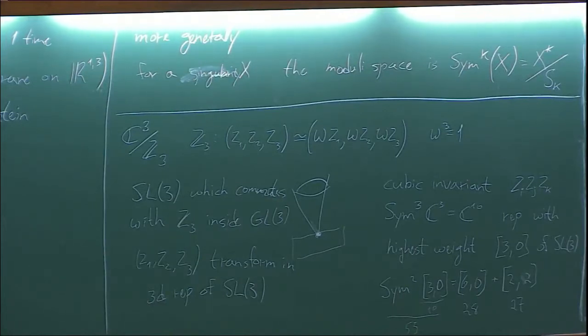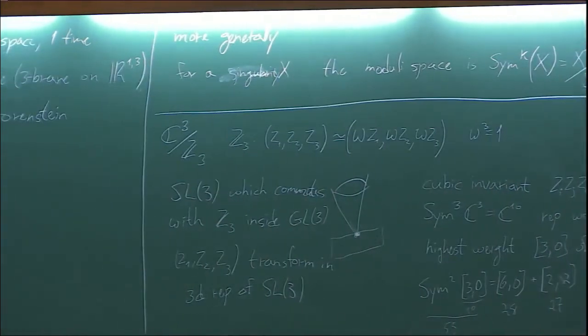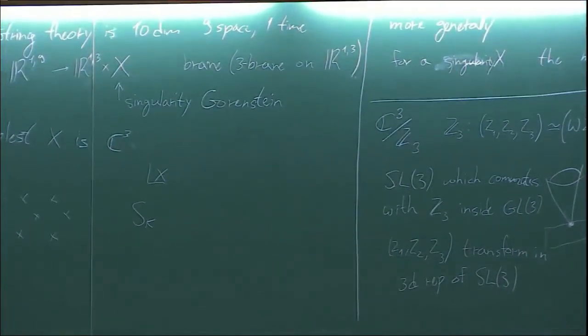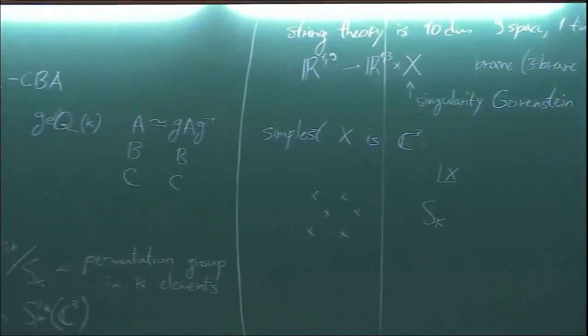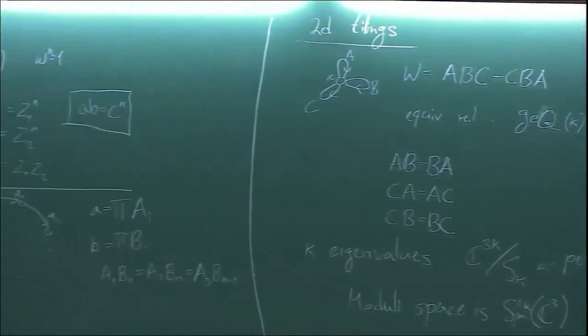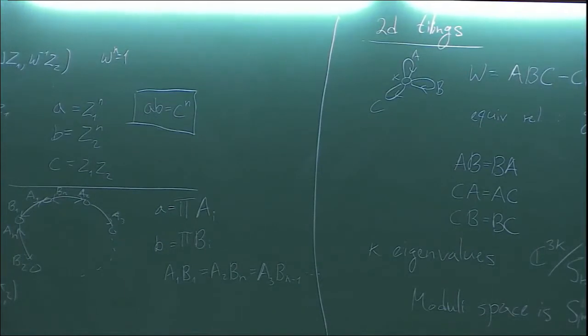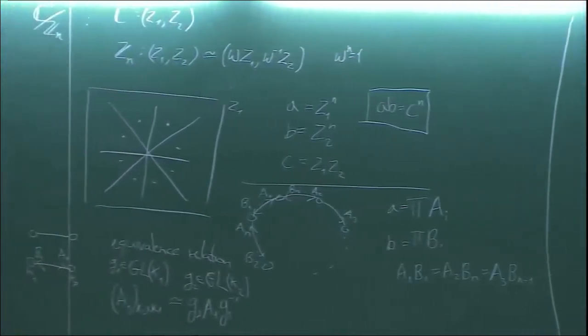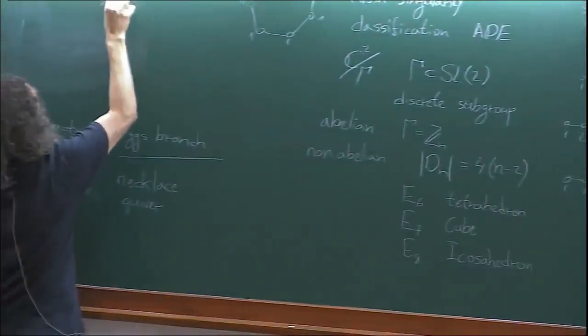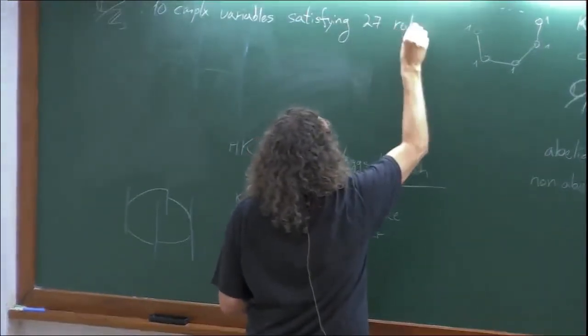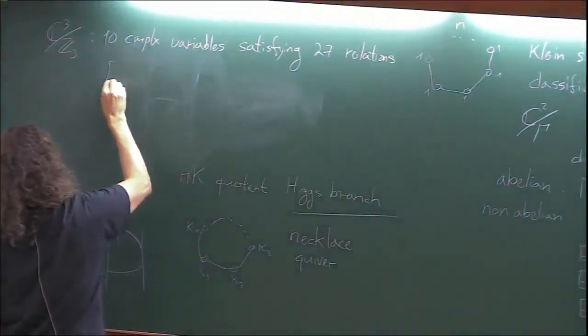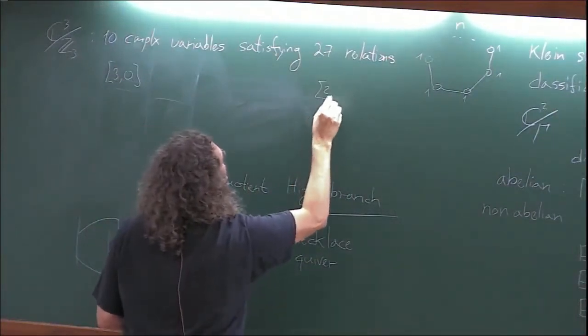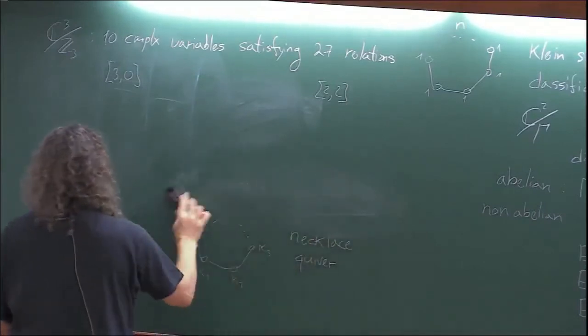Okay, so just a simple Lie theoretic computation, and it tells me that those are going to be the relations. So the space is going to be given by 10 complex variables satisfying 27 relations. These 10 variables transform in the representation 3, 0, and the relations transform in the representation 2, 2. Any questions?